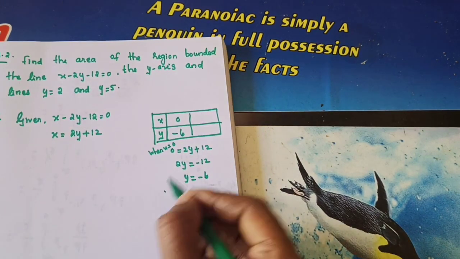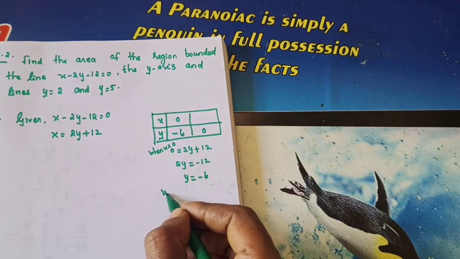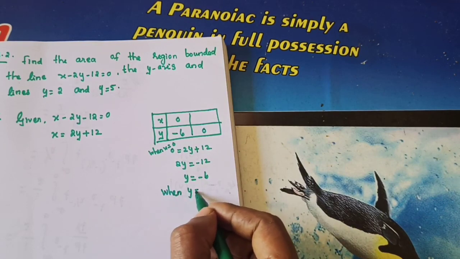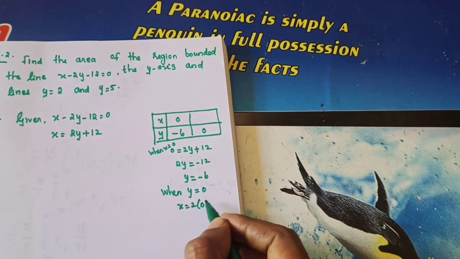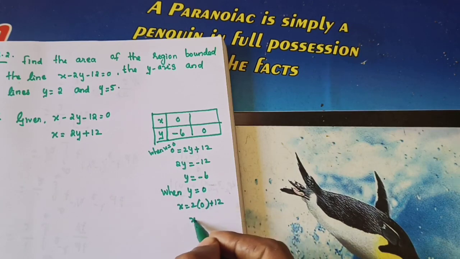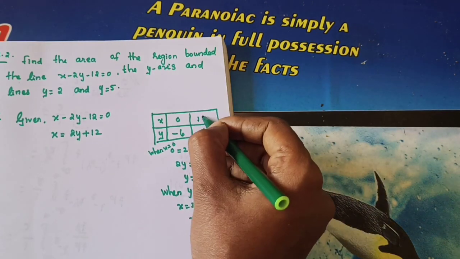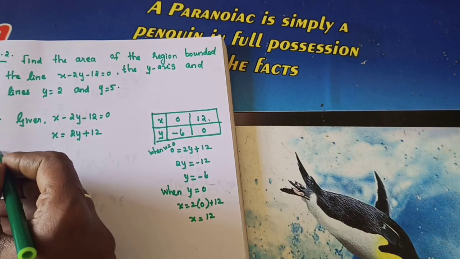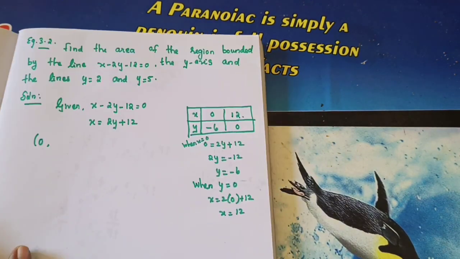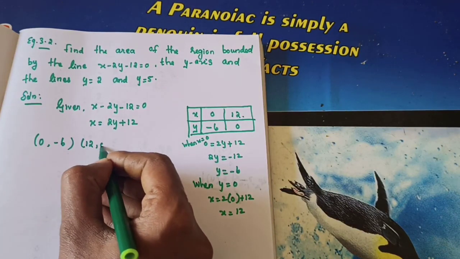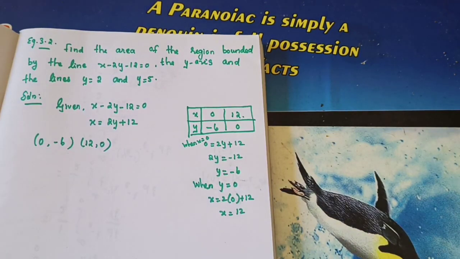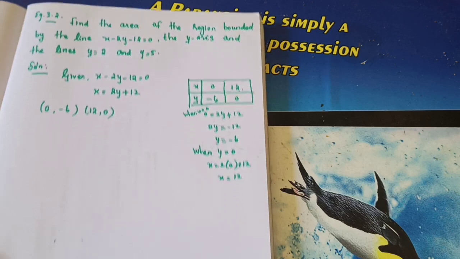Next, for y you can take 0. So when y is equal to 0, substitute there: x is equal to 2 into 0 plus 12. So what's the x value? It is 12. Now you have the points: 0, comma minus 6, and another point, 12, comma 0. Approximately, if you draw, that will be enough.